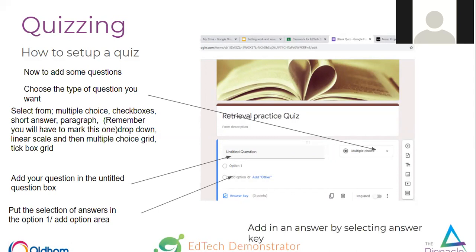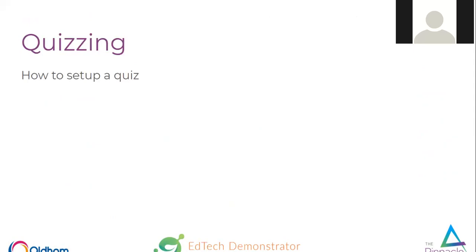Now, the key thing is to add in your answer by selecting the answer key, which is here. If you don't put an answer in, you're going to have to mark it, and we want to save time. And you can, if you want to, and I'll show you this, the icon's not actually there, but exactly where the arrow is, you can add an image for the stimulus for the question. So good for deeper thinking, okay? And I'll show you exactly a question with an image.